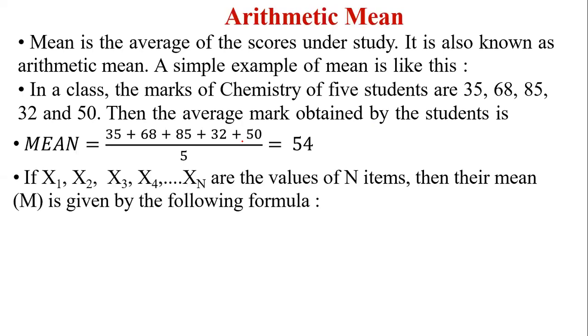So generally, when you have items given as x1, x2, x3, x4, up to xn, representing the entire population, then their mean will be given by the formula: summation of all the items in X. I've used sigma here, and the sigma represents the summation of all values in X, divided by N, which is the entire population.